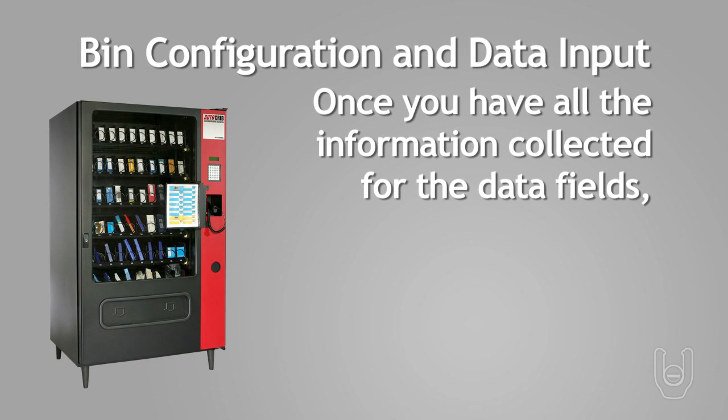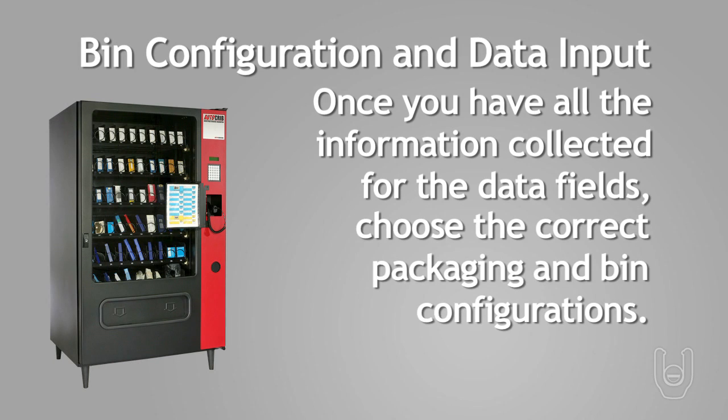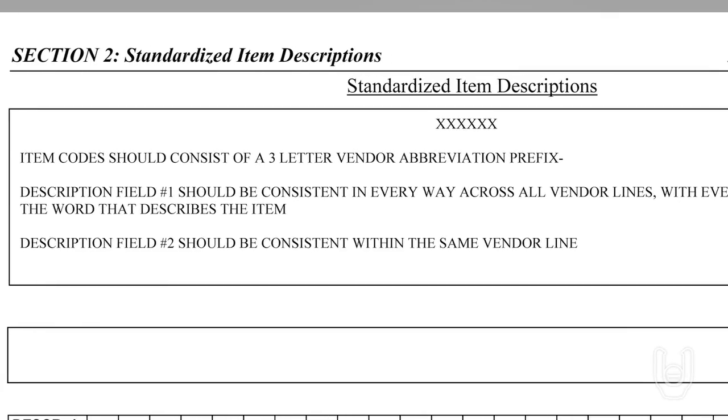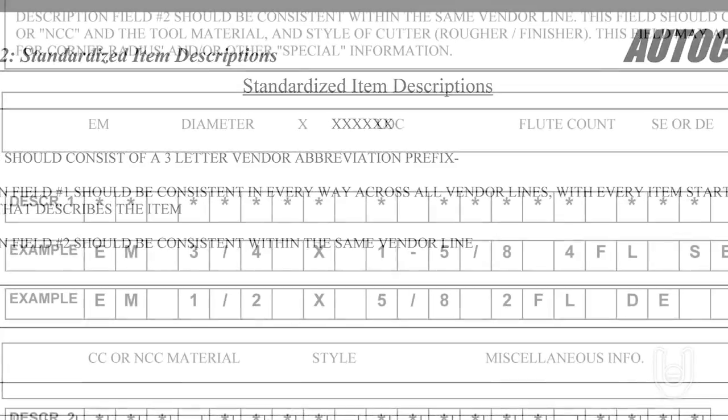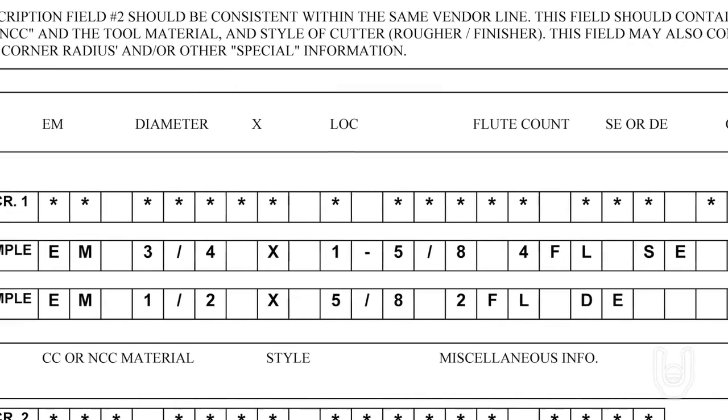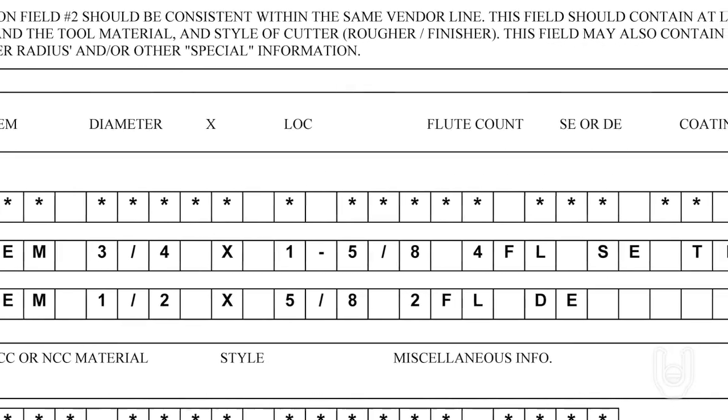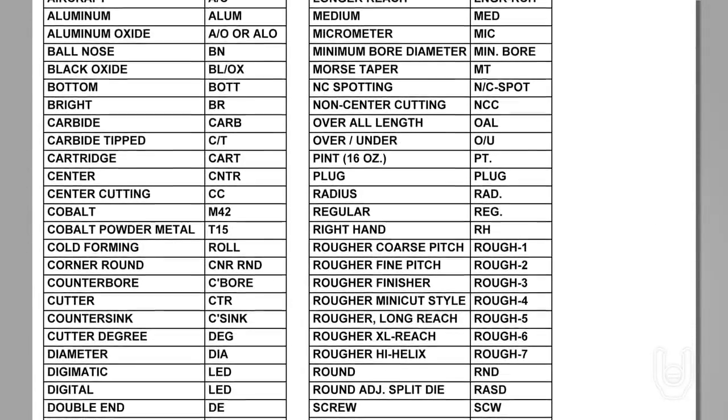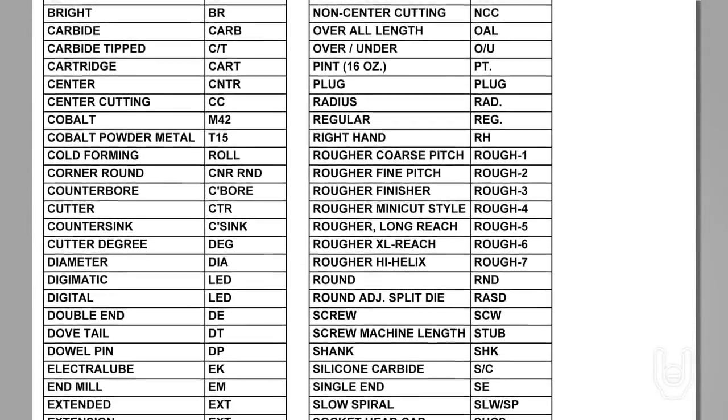Once you have all the information collected for the above data fields, you can choose the correct packaging and bin configurations required for your RDS system. Again, refer to the RDS Operations Manual for very good examples of these data inputs, along with examples of standardized abbreviations for you to choose from while you collect all the data needed to place your RDS system into service.